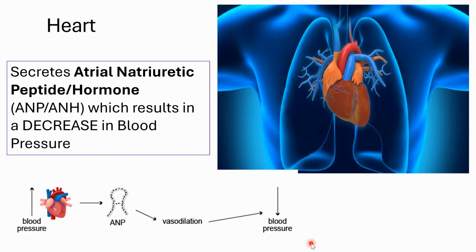Now, make a note of all of the hormones we're going to talk about that involve blood pressure. This one's the only one that causes blood pressure to go lower. Every other hormone revolving around blood pressure is going to cause it to go up when it's secreted. This is the only one that's going to cause a decrease in blood pressure.